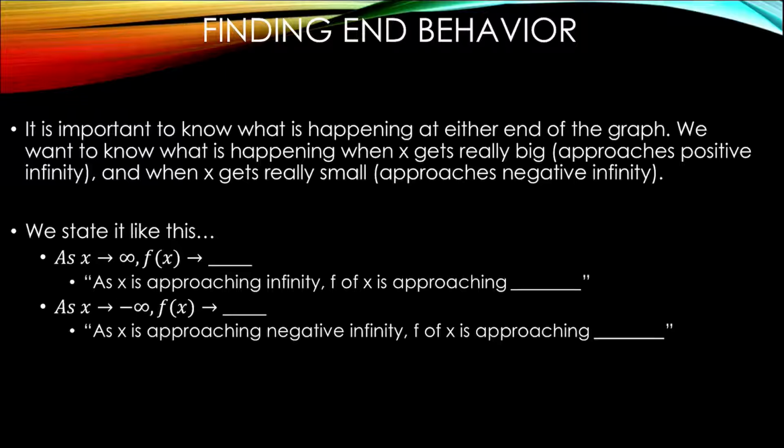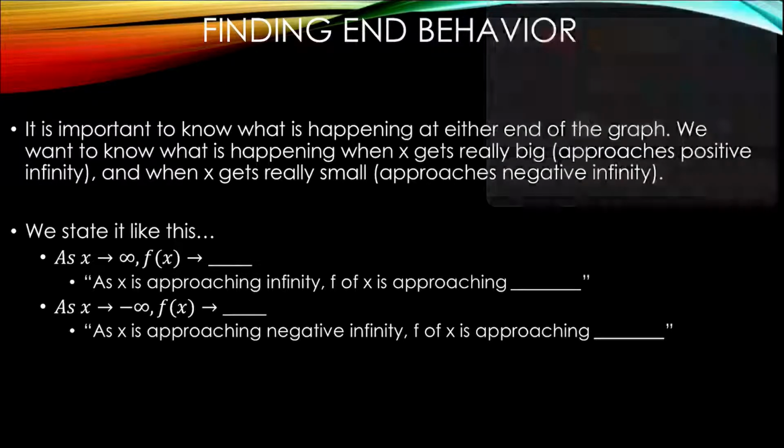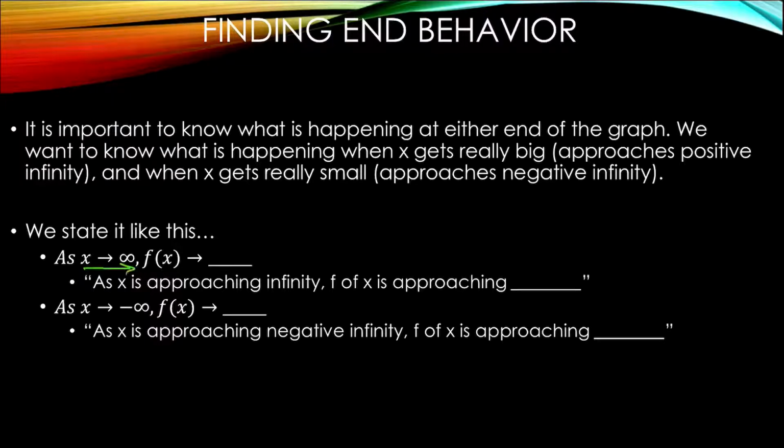We state this like this. As x approaches infinity, f of x approaches blank. What that really means is I'm moving to the right on the graph. As I'm moving to the right, what's happening to the graph? Is it going upwards or downwards? Same thing with the next one. As x is approaching negative infinity, f of x is approaching what? As I'm moving to the left on the graph, is the graph going upwards or downwards?